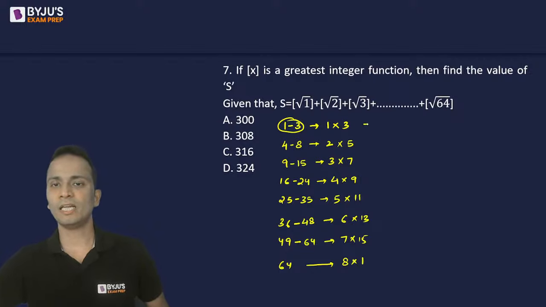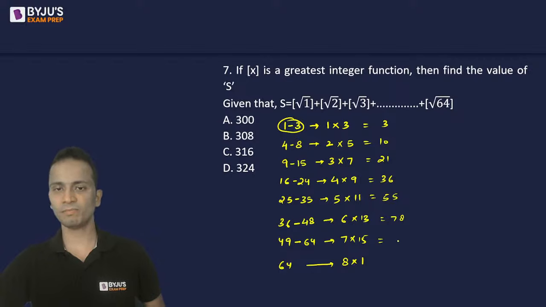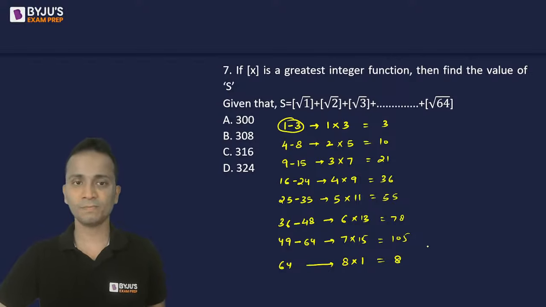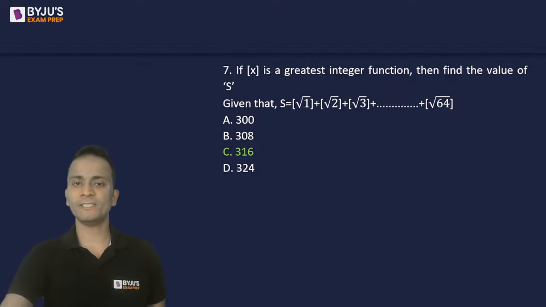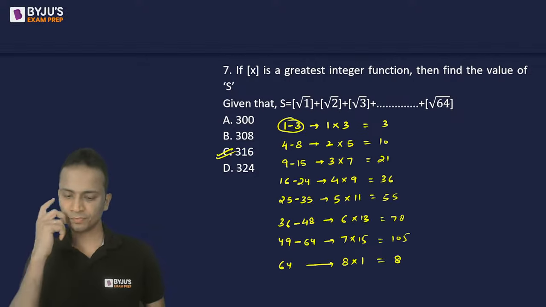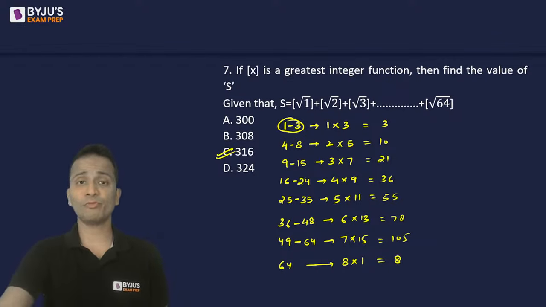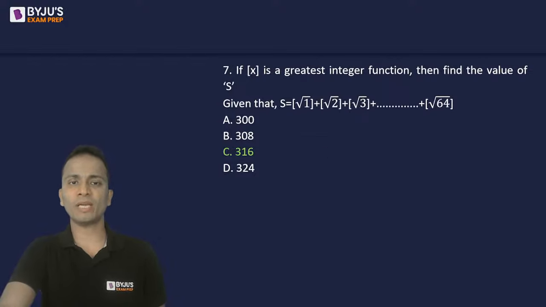All right. Now this will be 3 plus 10 is 13 plus 21 plus 36 plus 55 plus 78 plus 105 and 8. Now you can add all these numbers to get your final answer. The final answer, you can add all of them, is equal to 316. Okay, all right. So this is the explanation for the entire question. Hoping that all of you have understood it. Let's move on and look at question number 8.